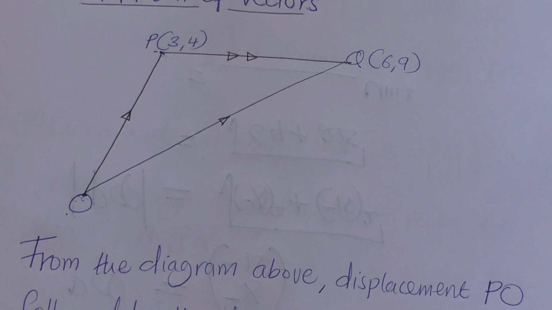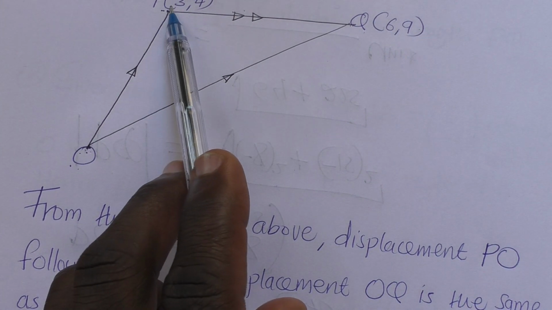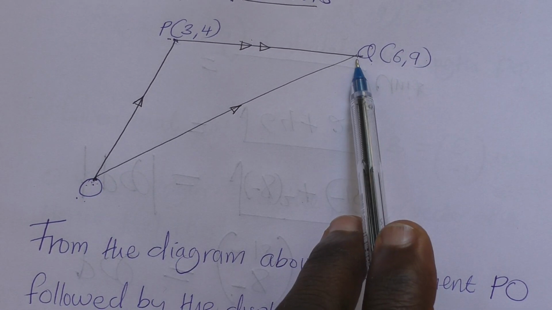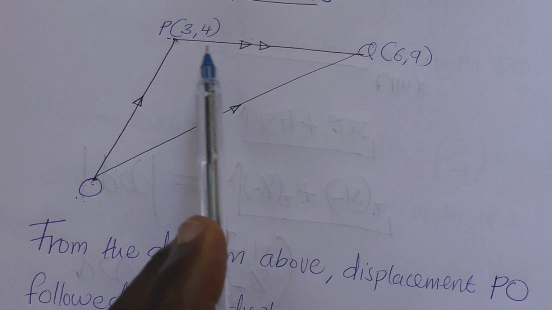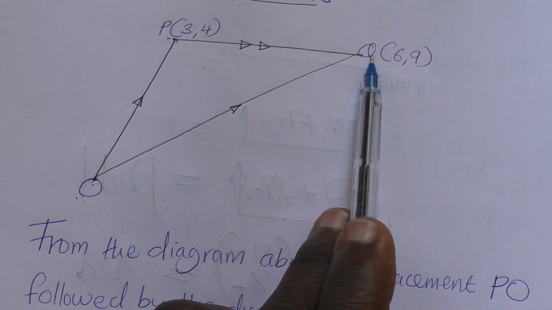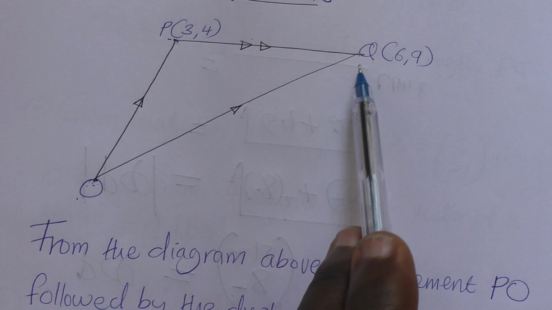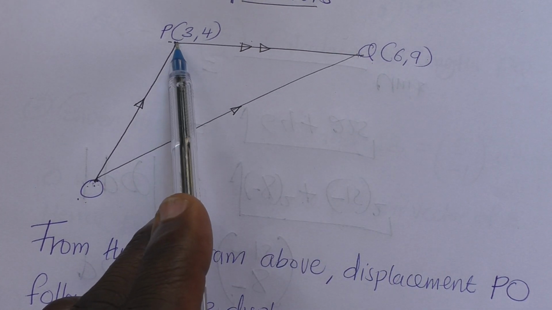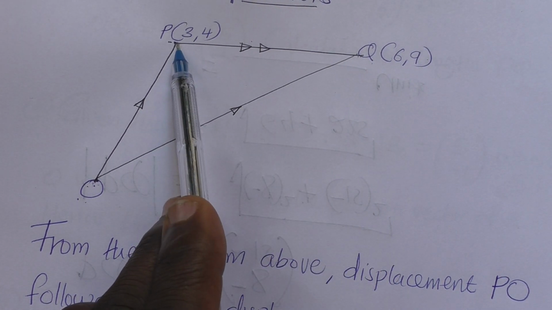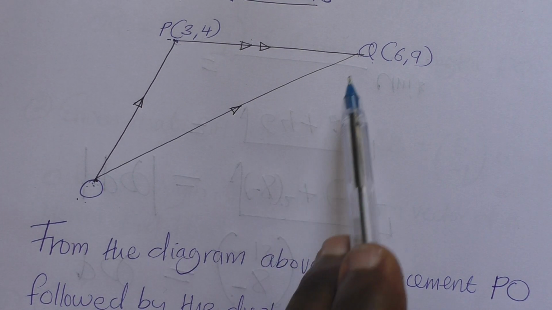So the displacement PO followed by OQ gives us displacement PQ. In other words, PQ is given by PO plus OQ. So if we are at P and we want to go to Q, we move from P, come back to the origin, and then from origin to Q.